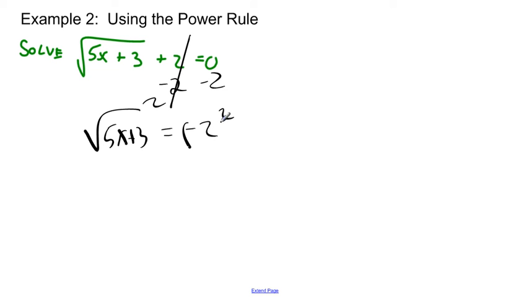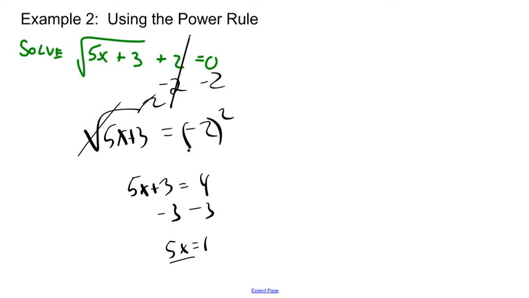So I'm going to square both sides. If I square both sides, the square crosses out with the square root. So I get 5x plus 3 equals 4, right? Negative 2 times negative 2 is 4. Subtract 3, and I'm going to get 5x equals 1. And then I'm going to divide both sides by 5. And I get x equals 1/5. Okay? And normally when you get one answer, it's going to be okay. But let's just go ahead and check our answer, okay?